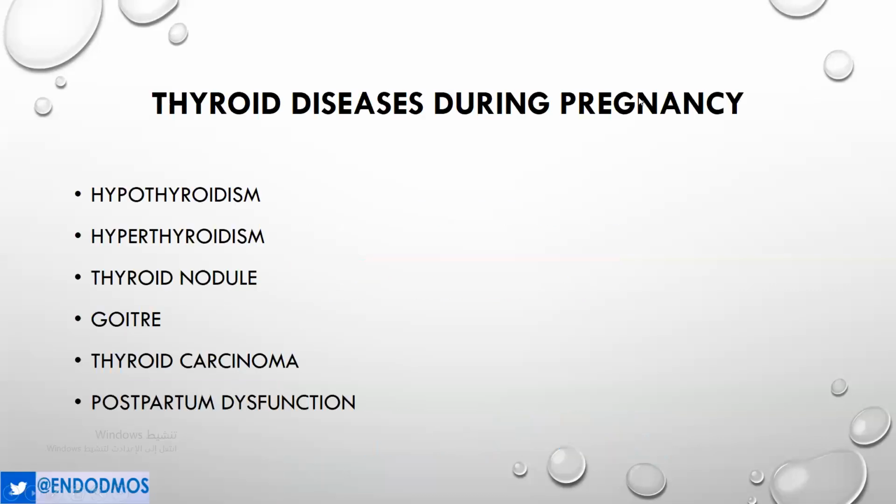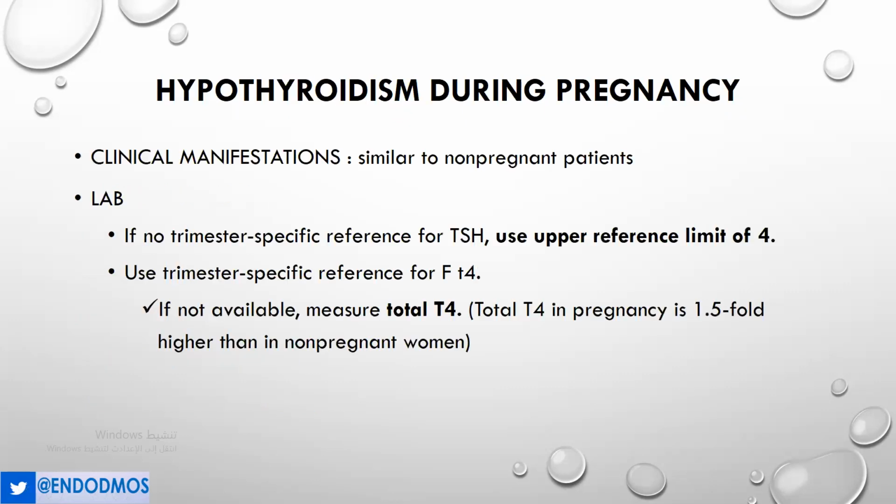We'll go further now and talk about thyroid diseases in pregnancy. We can classify them into hypothyroidism, hyperthyroidism, thyroid nodule, goiter, thyroid carcinoma, and postpartum dysfunction. We'll start with hypothyroidism during pregnancy. As we know, the clinical manifestation is usually the same as in non-pregnant ladies.